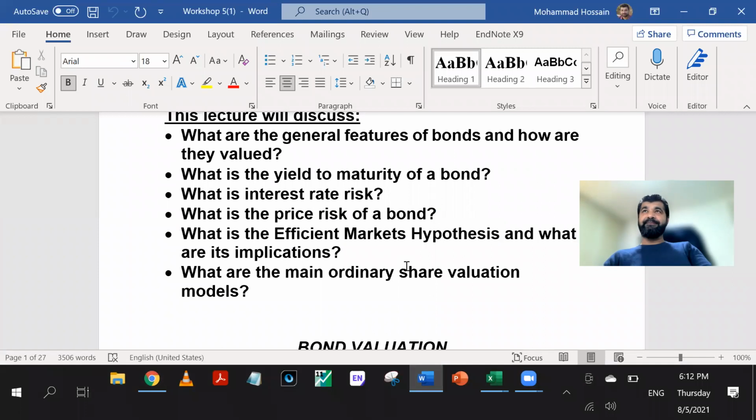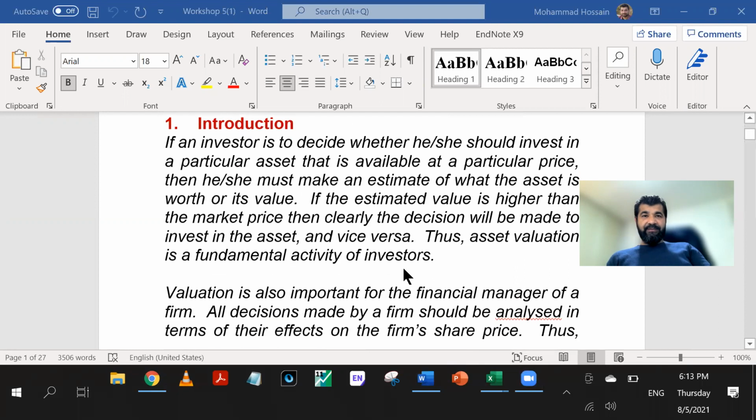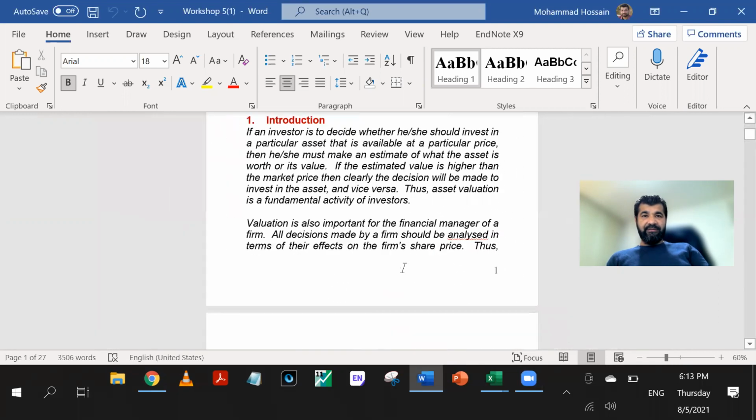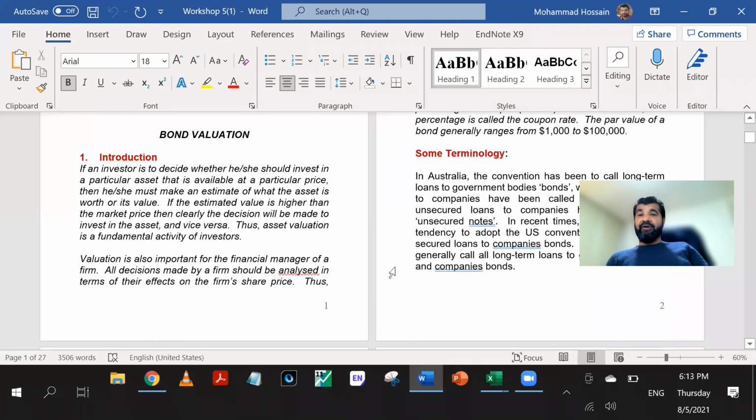Okay. All right. And let's hide these things. So make it smaller. Okay. We're going to talk about bond valuation and share valuation. There's the two things we'll be discussing today: bond and share.